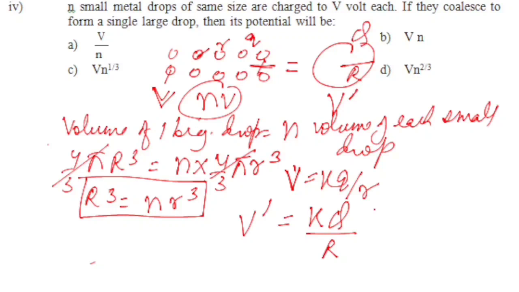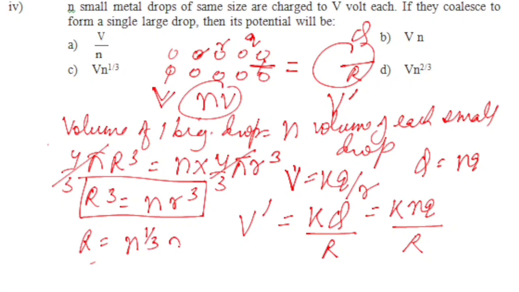This capital Q is equal to nq. So this potential becomes k, in place of Q you can write nq, by capital R. Now, what is radius of the bigger drop? From here, you can find R equals n to the power 1 by 3 r. So you put these values here. It becomes k n q by n to the power 1 by 3 small r.